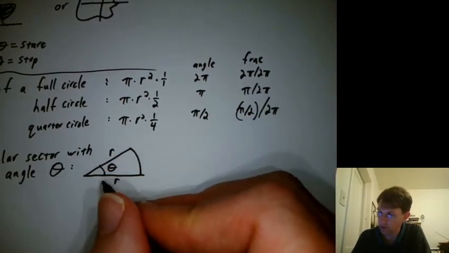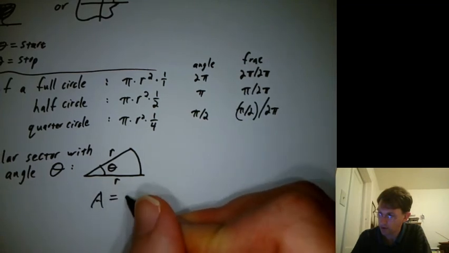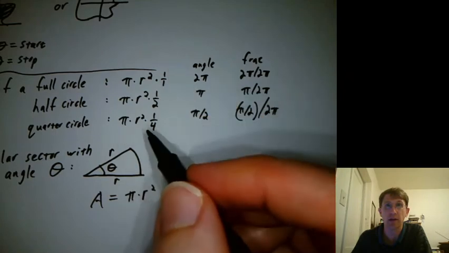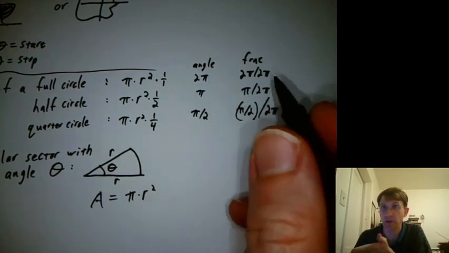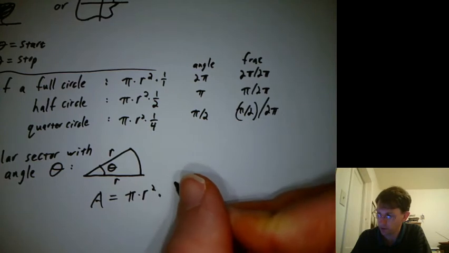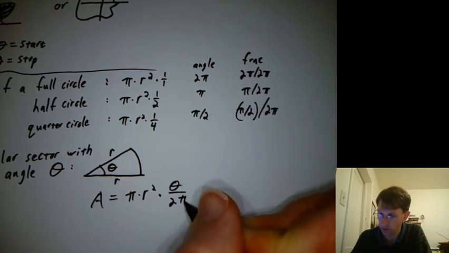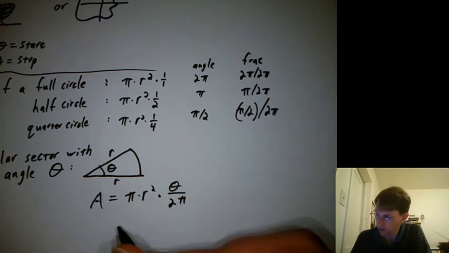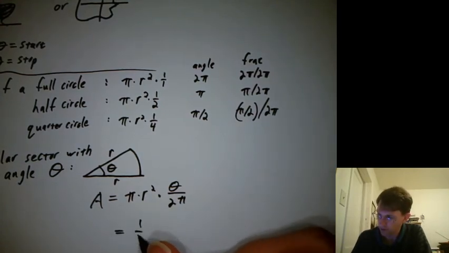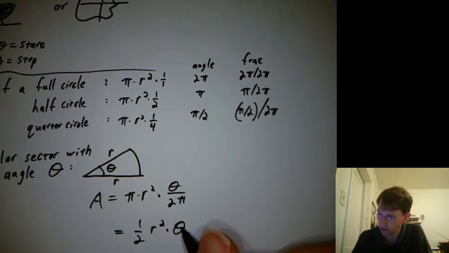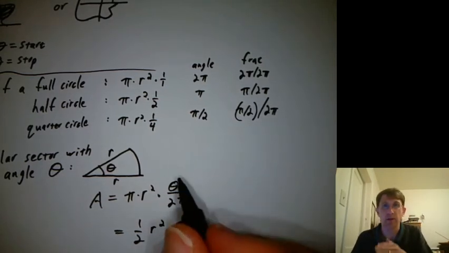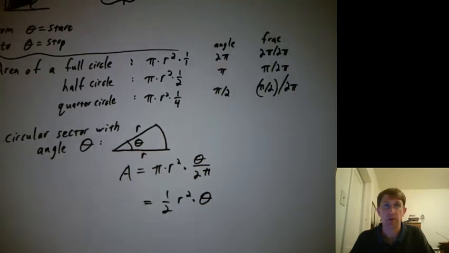So the area of a circular sector would be pi r squared, just like before, and then multiply by what fraction of a circle we're doing out of 2 pi, the angle out of 2 pi. So it would be theta divided by 2 pi. Now you might notice that the pi's cancel, so you can write the 1 over 2 in front as a half, do an r squared, and then theta like that. So that's the formula we're going to keep in mind, but here's where it comes from, which is also good.